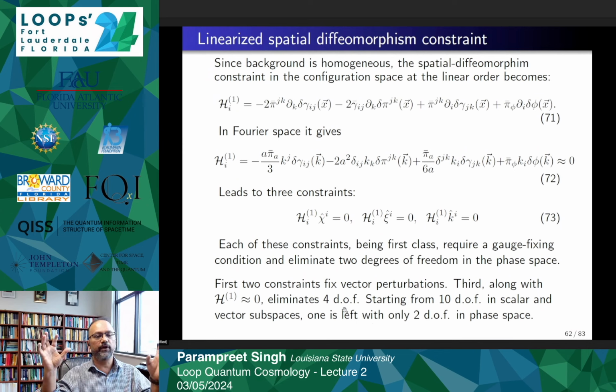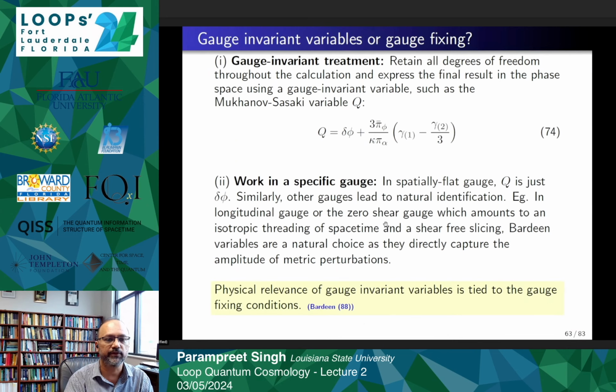So starting from gamma ij, where we had a symmetric matrix and 10 degrees of freedom in scalar and vector subspaces, one is left only with 2 degrees of freedom in the phase space, thanks to the linearized spatial diffeomorphism constraint. Now, you can make a choice, and this is a topic which is very interesting.